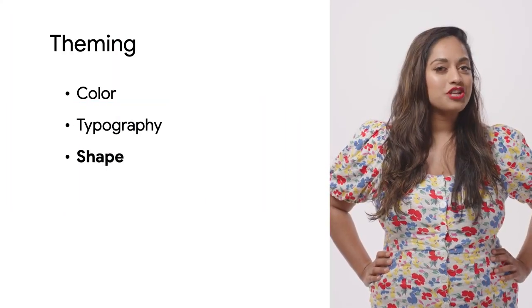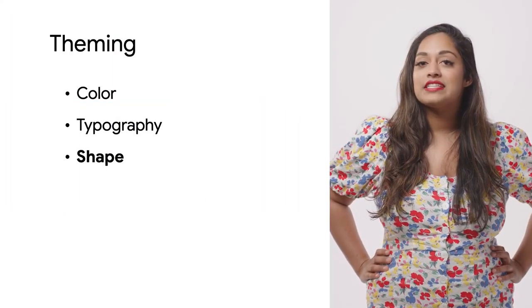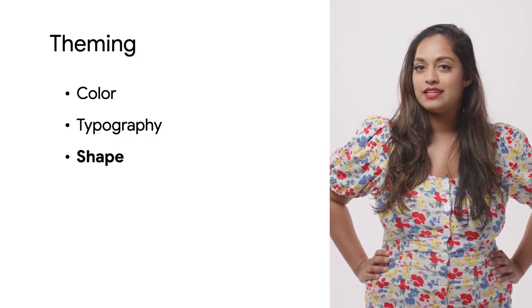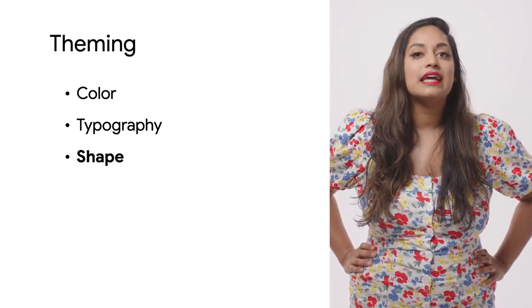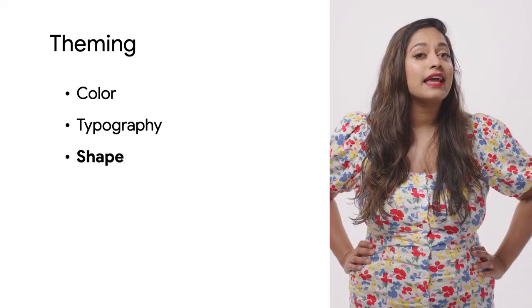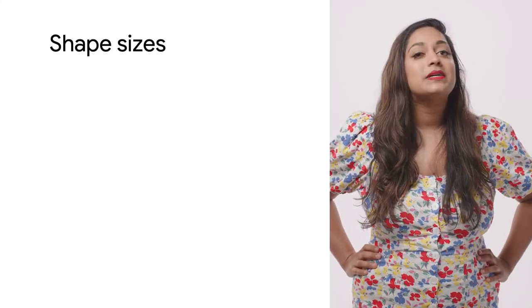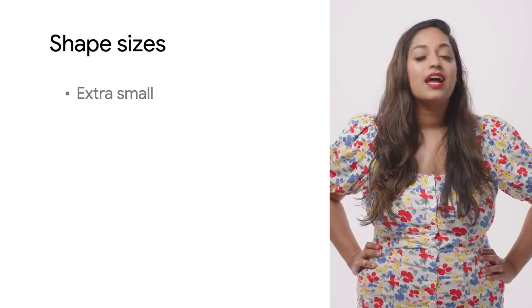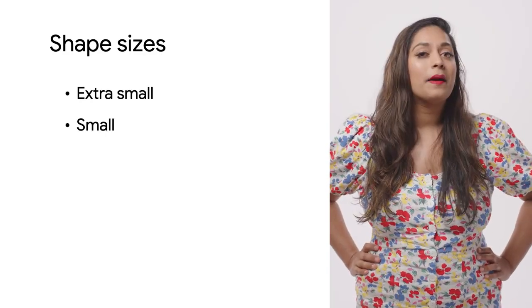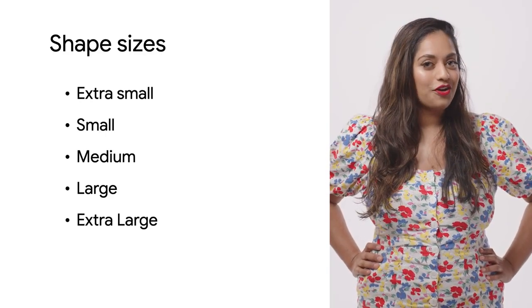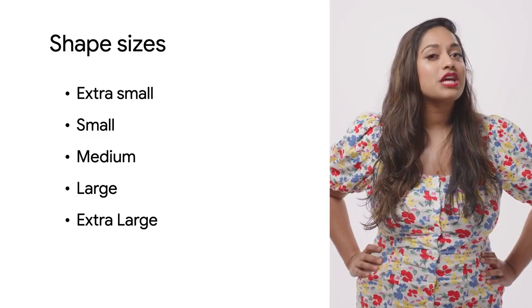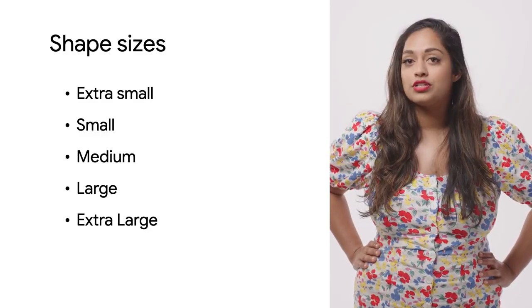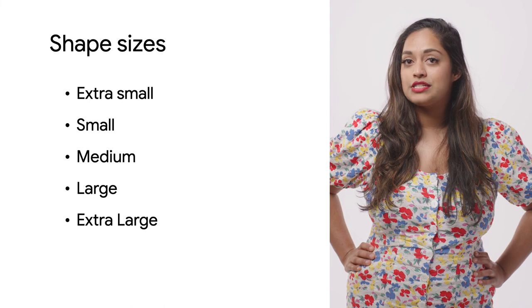Next, let's talk about shape. Material surfaces can be displayed in different shapes. Shapes direct attention, identify components, communicate state, and express brand. Material has 5 categories of shapes based on the size of the component: extra small, small, medium, large, and extra large. You can customize the shape of each of these by rounding corners or adding angles to the corners.